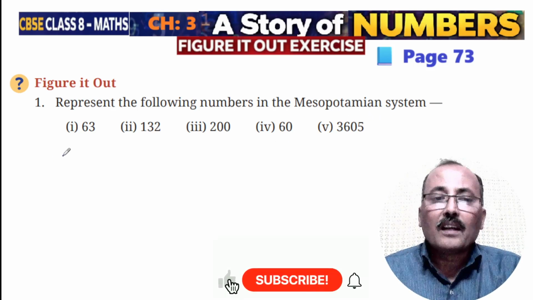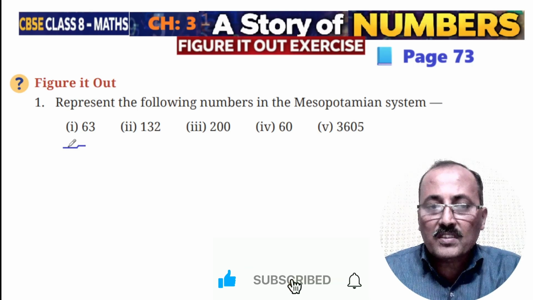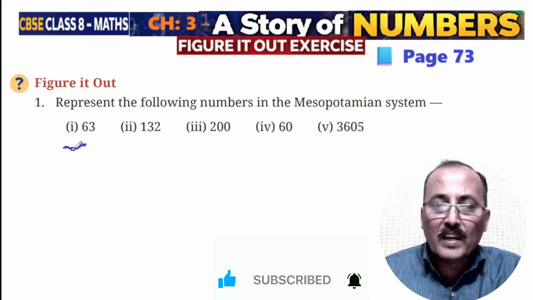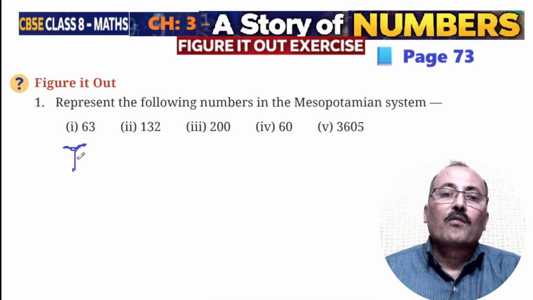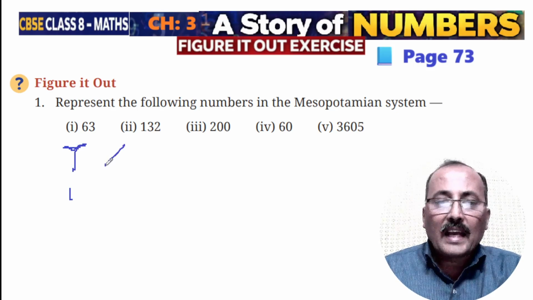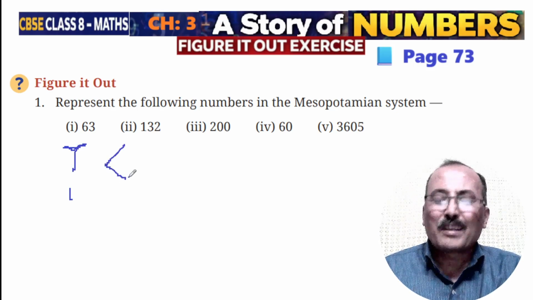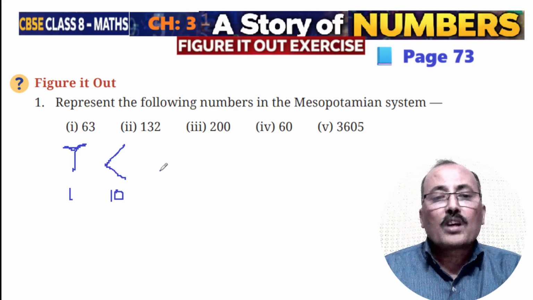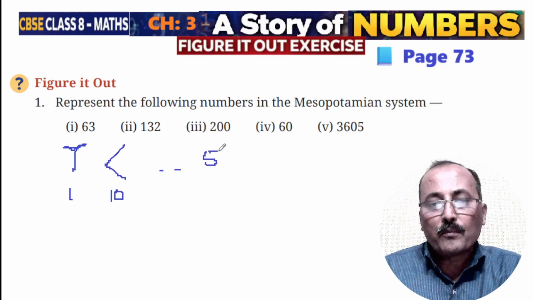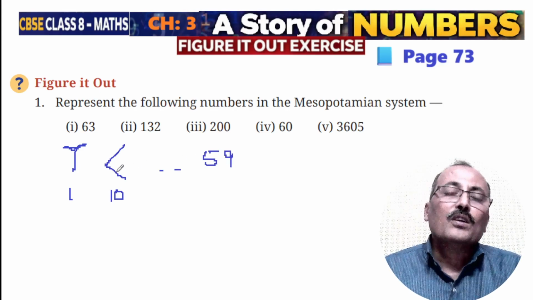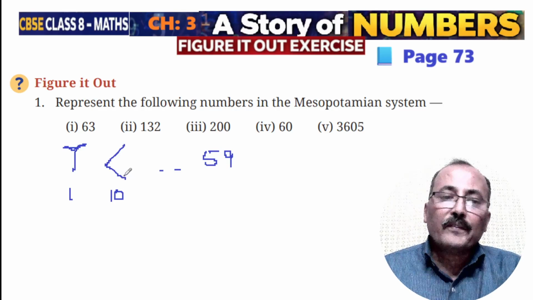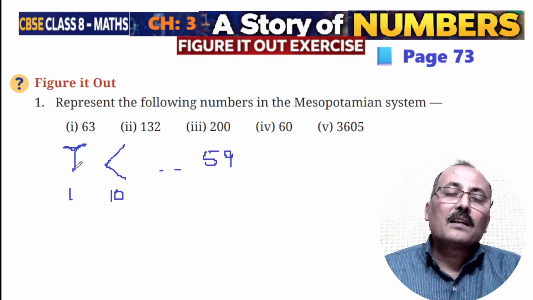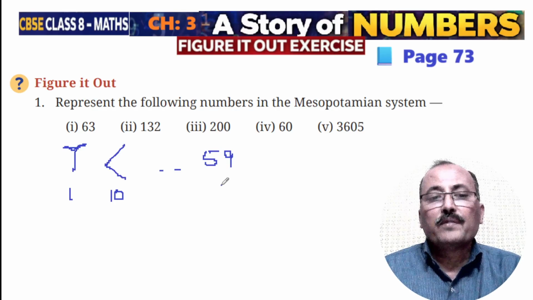We will recall, in the Mesopotamian number system they used a wedge like this symbol for 1, and like this one symbol for 10. They used up to 59. How will they write 59? 50 and 9 ones, 5 tens and 9 ones they wrote, so 59.